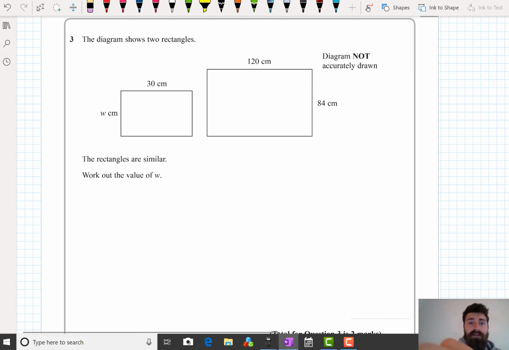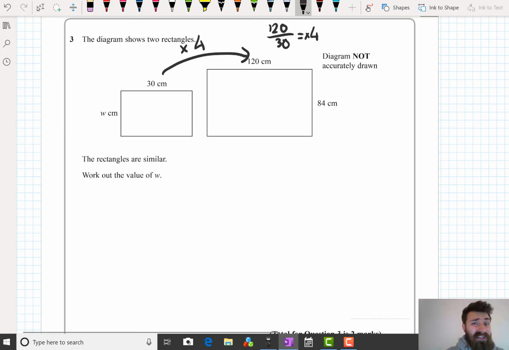So if this side is similar to this, when it gets scaled up, obviously you're multiplying by 4 there, or if you don't know, you can just do 120 divided by 30, get an answer of 4 on the calculator. That's how many 30s go in. That's what it's being timesed by.